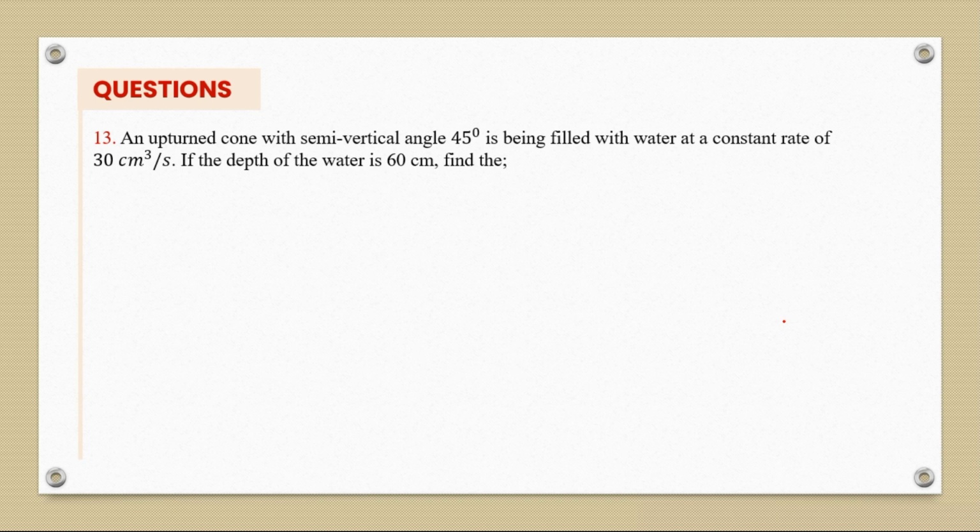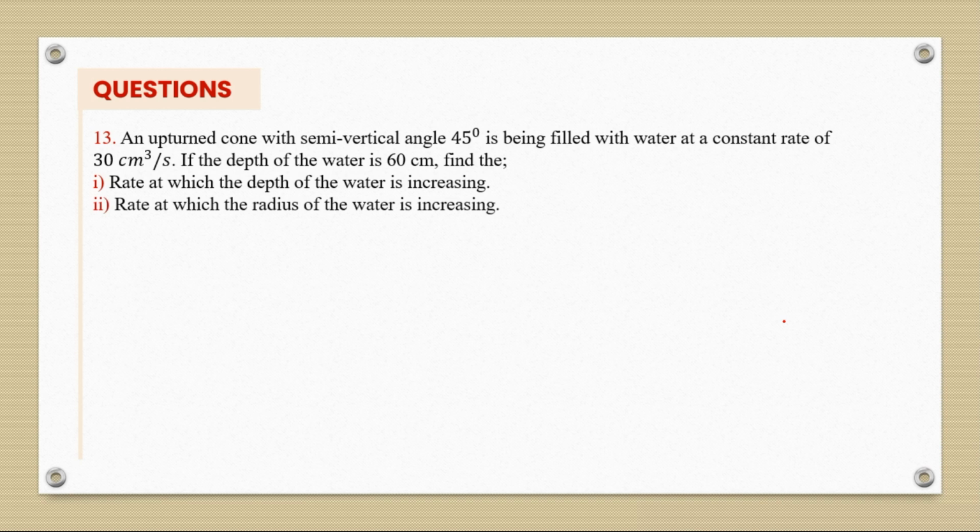Alright, so the next question. We're being told that an upturned cone with semi-vertical angle 45 degrees is being filled with water at a constant rate of 30 cubic centimeters per second. If the depth of water is 60 centimeters, find part 1, the rate at which the depth of the water is increasing, part 2, the rate at which the radius of the water is increasing, and part 3, the rate at which the area of the water surface is increasing.